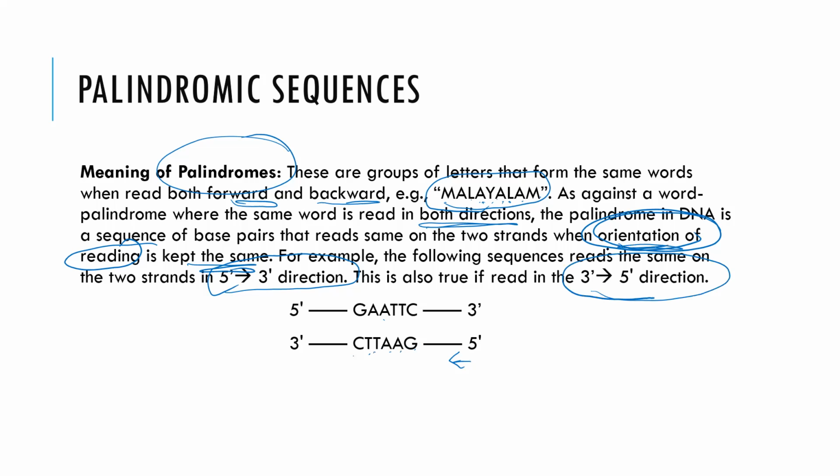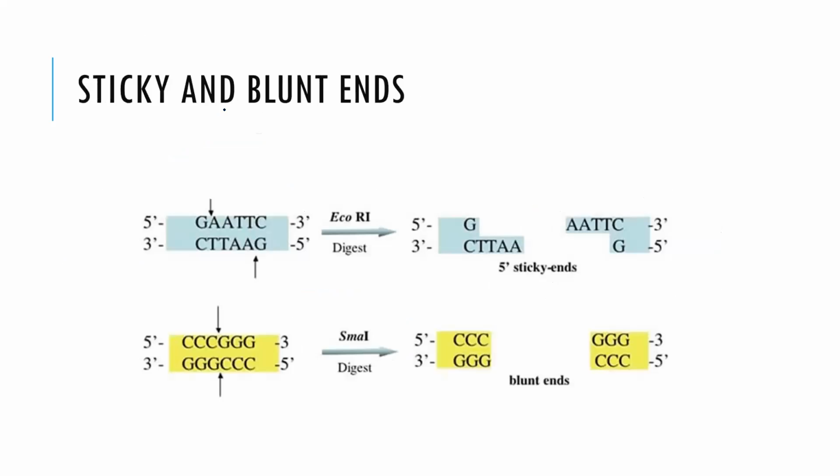If we read it in the 3' to 5' direction, it will be the same, if the orientation of the reading is kept the same, the letters will be the same. For example, 3' to 5' it is CTTAAG. Again, from 3' to 5' it will be CTTAAG. So these are referred to as palindromic sequences.